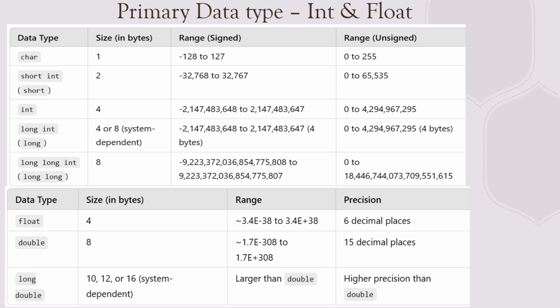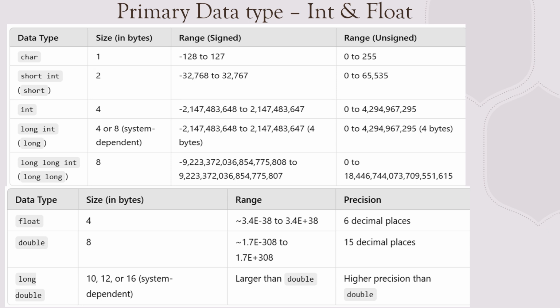So the range of this data type depends on the system architecture and the compiler. It can be 32-bit or it can be 64-bit. So here when you look into data types, there can be primary data types, derived data types, and the void data type, which can include different modifiers also.